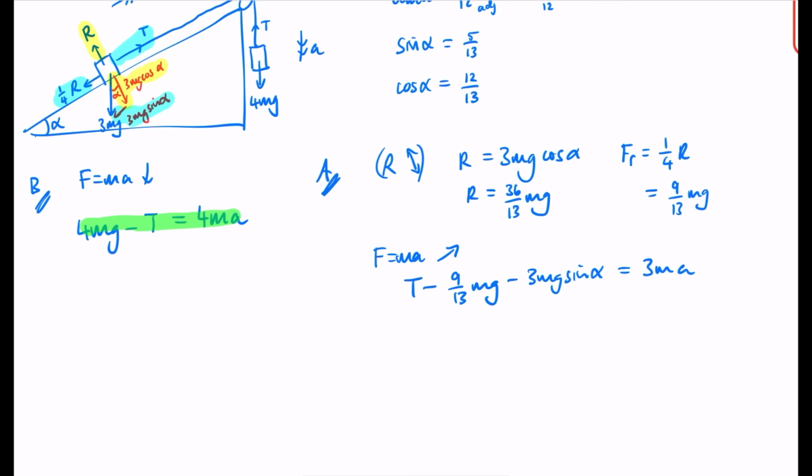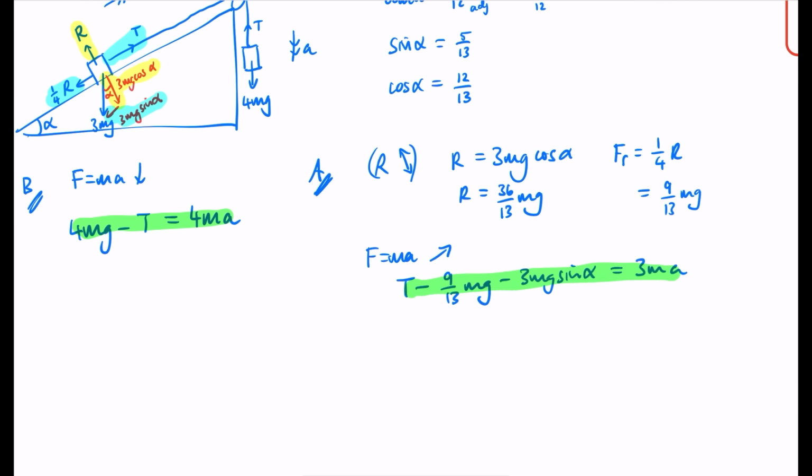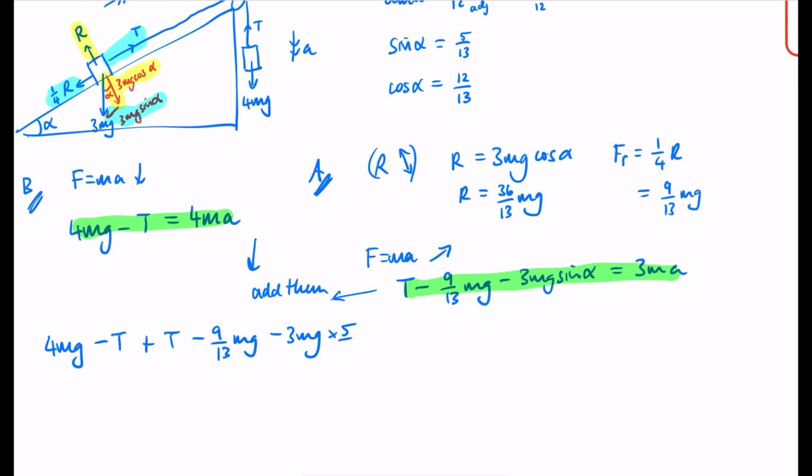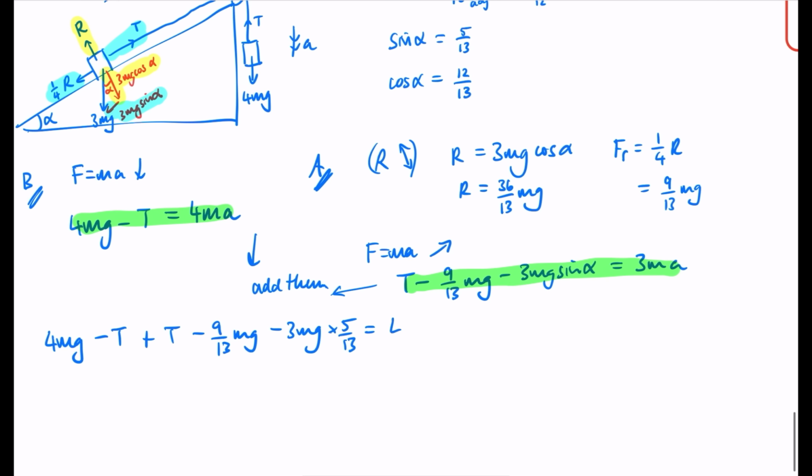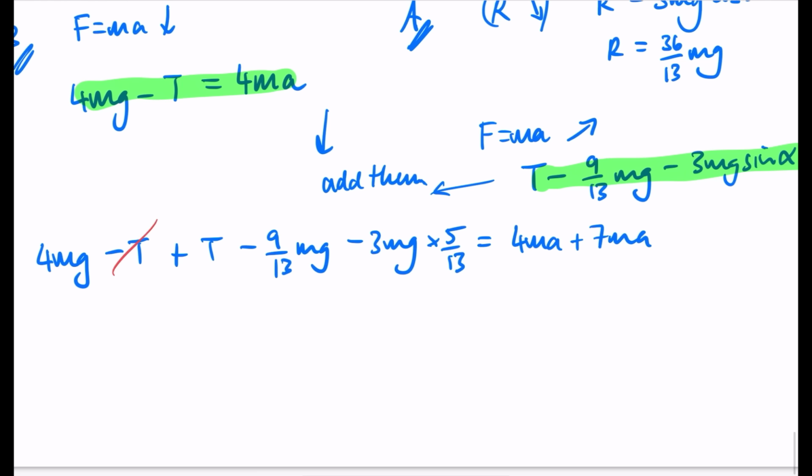So I'm going to try and solve this equation and this equation simultaneously. The way I'm going to do that is I'm going to take this equation and I will add them. Now, when I add them together, the good thing about adding them is this minus T and this plus T will cancel out. So when I add them, I get 4mg minus T, and then from the next part, I get a plus T minus 9 over 13 mg minus 3mg sin alpha, which is 5 over 13. And then on the right-hand side, I have a 4ma and a 3ma, which is going to be a 7ma in just a second. So, great thing is that these cancel.